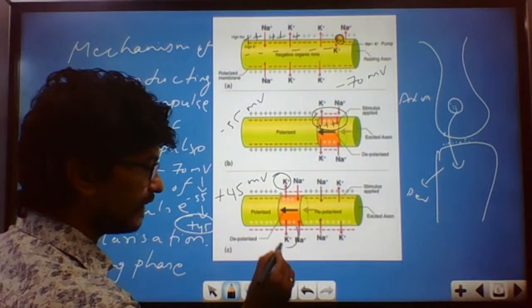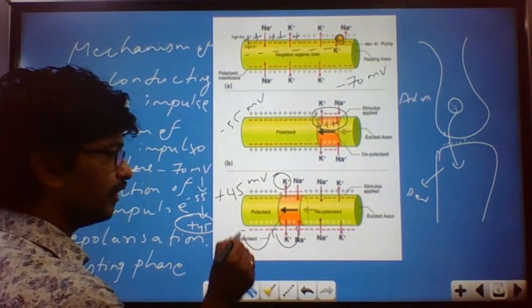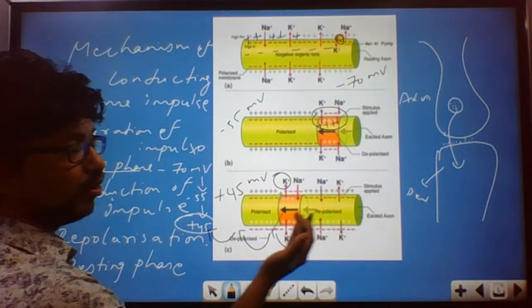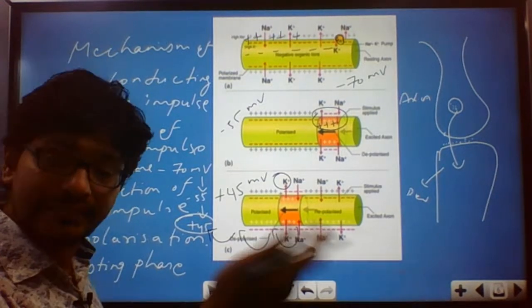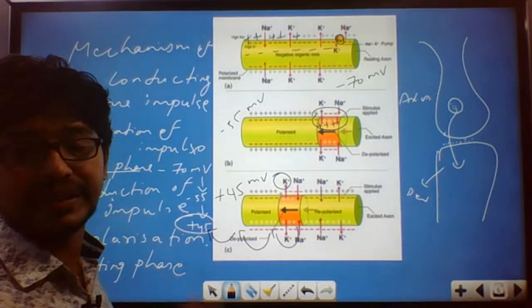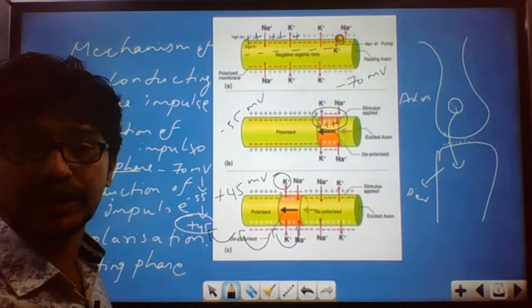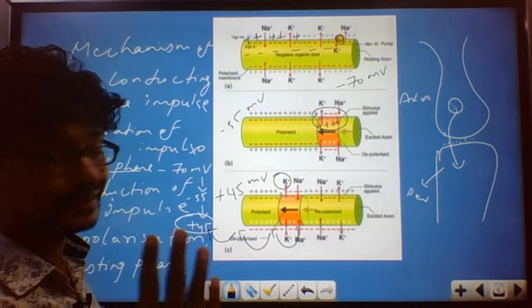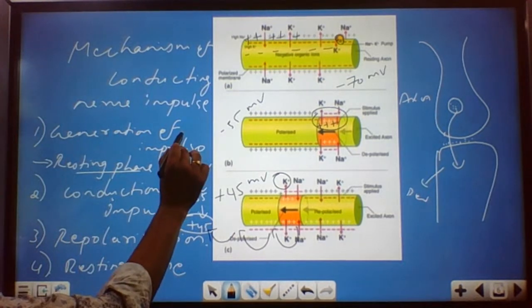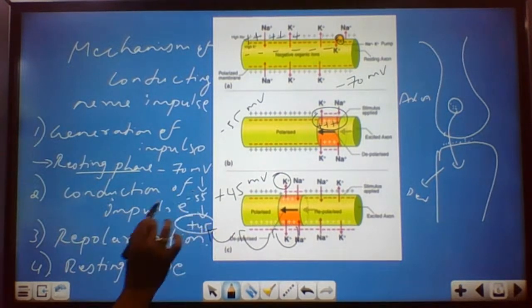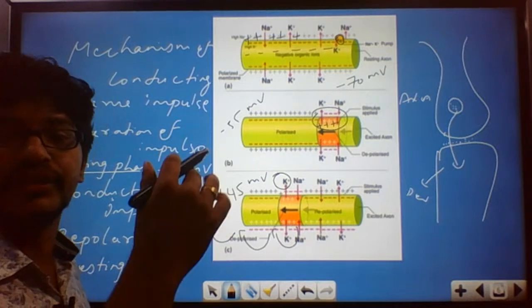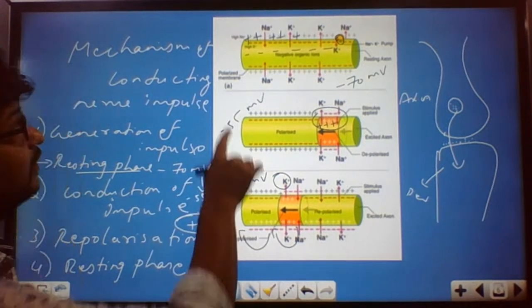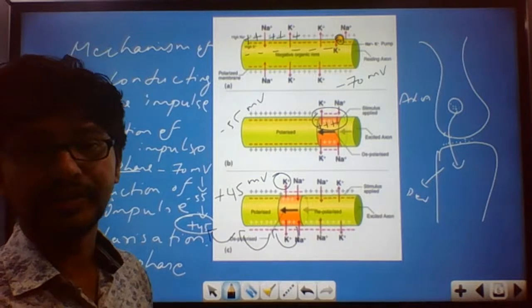Then from one particular segment, it moves on to the next segment, and keeps on moving to the next segment. This is how the impulse keeps spreading from one segment to the other throughout the neuron. This occurs in 4 stages: the generation of the impulse, conduction of the impulse, repolarization, and finally it comes back to the normal condition, the polarized state in the resting phase itself. So these are the 4 stages in the mechanism of conduction of nerve impulses.